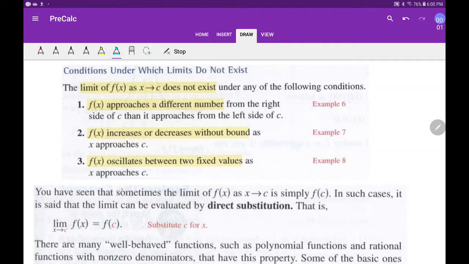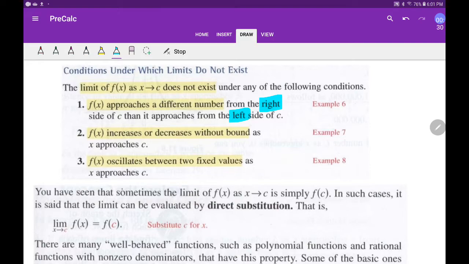So we already know what's on the screen here, that if we take a limit and they don't agree from the right side and the left side, if they don't come together in the same spot, then it doesn't exist. We know if they're going up forever or down forever, that we're going to say it doesn't exist, but at least we could say infinity or something.